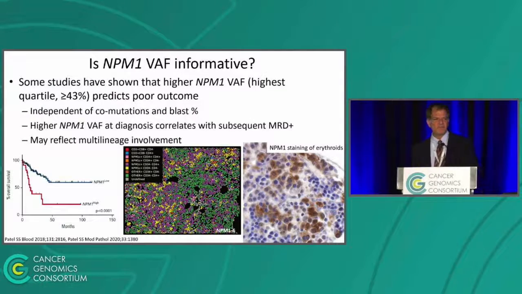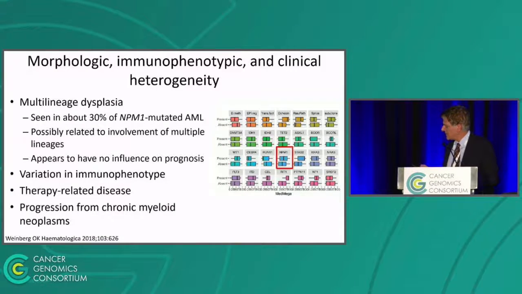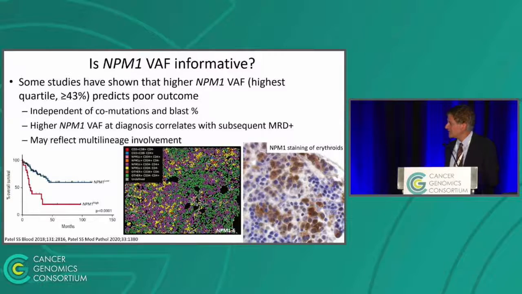Now, what about the NPM1 VAF? We did a study where we found that high NPM1 VAF, that is the highest quartile of the group that we looked at, which was a 43% VAF, predicted poor outcome. Now, again, this is a bit controversial. Other studies haven't replicated that. Some have shown some impact. We found that these were independent of co-mutations or blast percentage, so it wasn't just reflective of the disease burden. We also found that when this was present, it did correlate with subsequent MRD positivity, and this shows the survival curves, which are quite strikingly different.